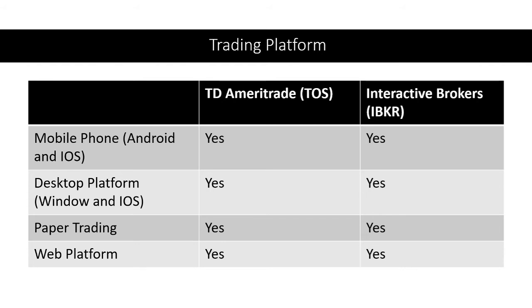Okay, let's look at the trading platform. For mobile phones, there are apps for Android and iOS. Both TD Ameritrade and IBKR offer them. For desktop, Windows and Mac systems, they are all the same. They both also offer paper trading, and they also have web platforms, the website versions. So they are basically the same.